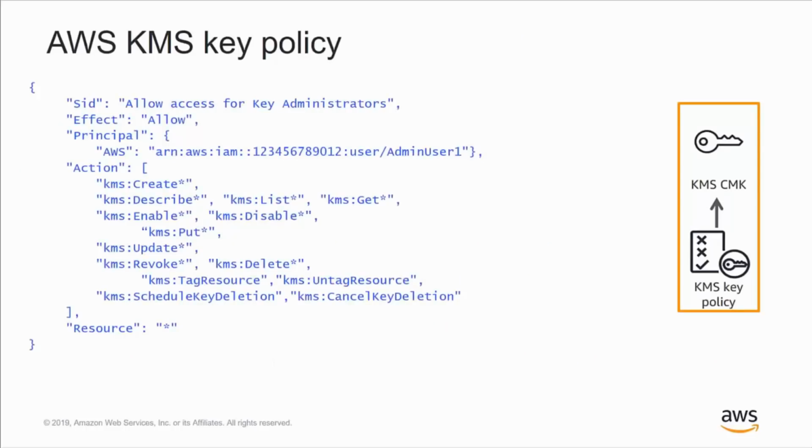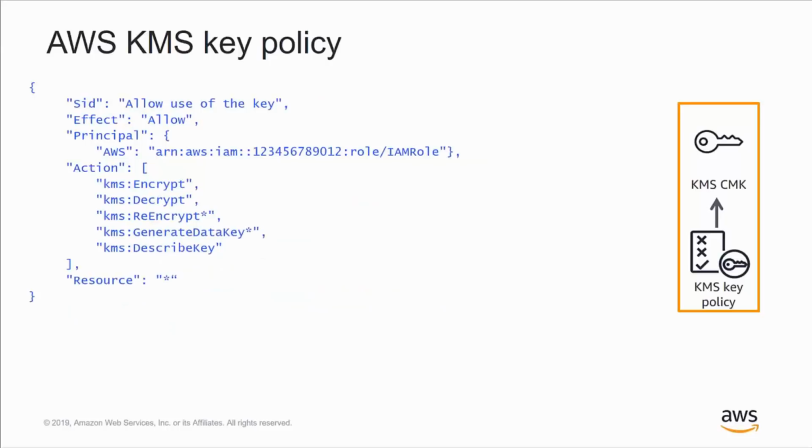We define policies using JSON statements in a typical fashion. They look very similar to IAM policies. In this example, we are defining an administrator policy for a key, and you'll see the list of actions there: creating keys, describing keys, listing keys, deleting keys, tagging keys, untagging keys are all examples of how you might wish to administer it. In this example, we're defining how a key can be used.